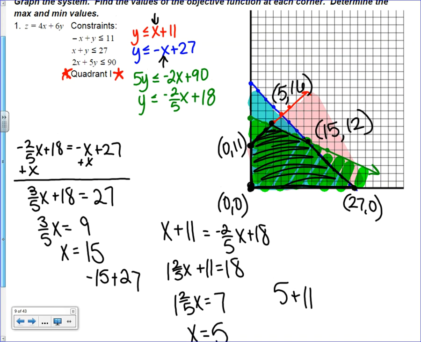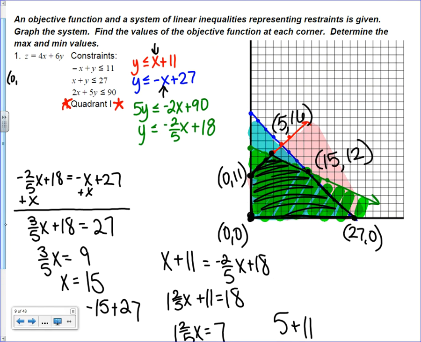So here we go. For 0, 0, if I plug in 0, 0, 4 times 0 plus 6 times 0, I get 0. Okay, let's do 0, 11. So that would be 4 times 0 plus 6 times 11, and that would give me 66. Okay, let's do 27, 0. So that would be 4 times 27 plus 6 times 0, which gives me 108.